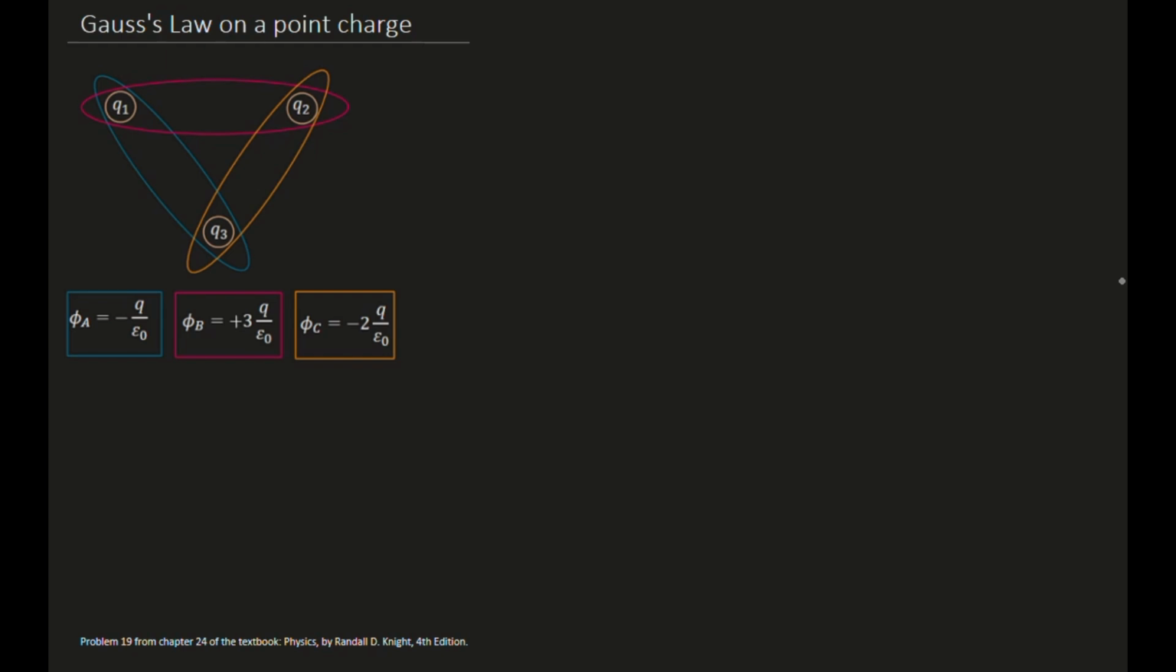So the blue one represents the Gaussian surface for A, the pink one represents the Gaussian surface for B, and the orange one represents the Gaussian surface for C. And each of those have denoted flux equations beneath them. Now, to really break this problem down and solve it, we need to know Gauss's law.